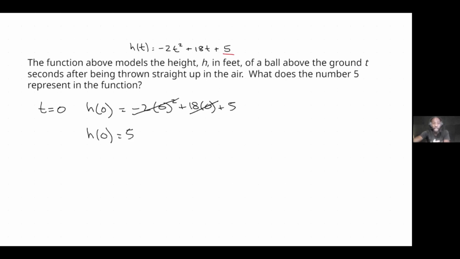What is h? h is the height t seconds after being thrown up in the air. So before this thing is even thrown in the air, at time 0, 5 is the initial height. So 5 is the initial height.